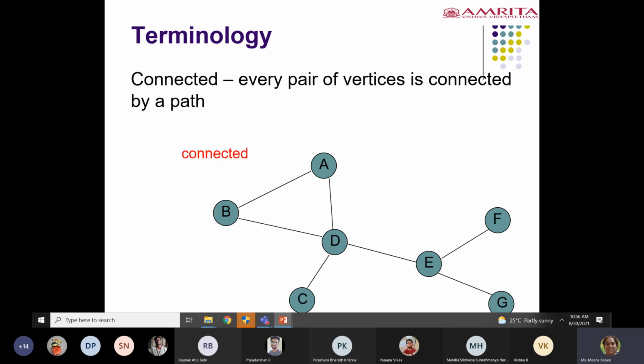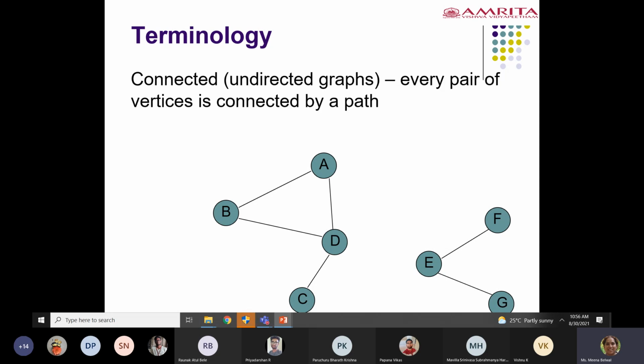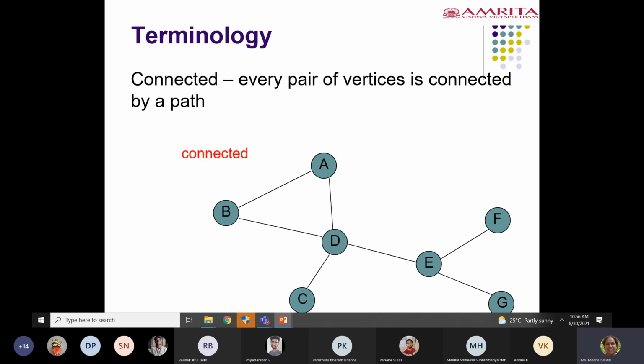So this example looks like everything is connected. Yes, it is connected, because if I want to reach from A to G, I am able to, as there is a path that exists. Now let us see this example. So now we just said connected first.